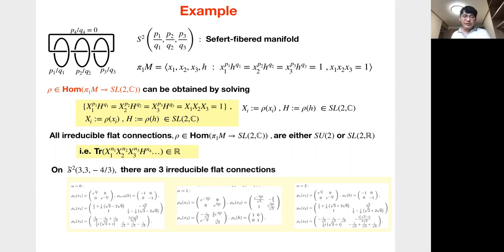And concretely, when we choose this fractional number to be 3, then by solving this equation, you can check that there are only three irreducible flat connections whose holonomy matrices are given in this way. Sorry, what is the pi1 of this manifold? This one, pi 1 over this one. Oh, sorry, it's written there.